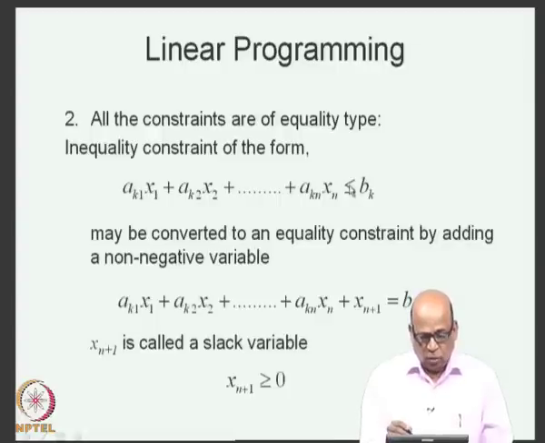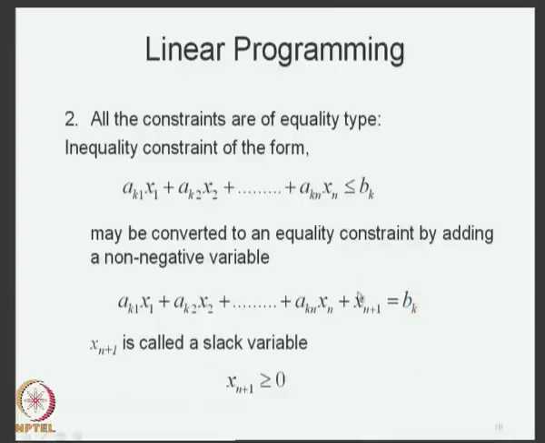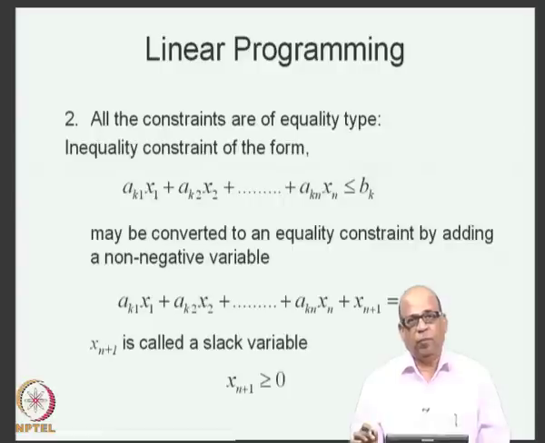Let us say that I want to convert this into an equality constraint. Now, the left hand side is less than the right hand side, and I want it to be equal, which means what? I have to add a certain non-negative value to the left hand side. That is what we do. We add an additional variable here. There were n variables in the initial constraint. We add another non-negative variable x n plus 1 to make it equal to b k, and this additional variable is called a slack variable. There was a slack that was existing, you fill up the slack with the slack variable.